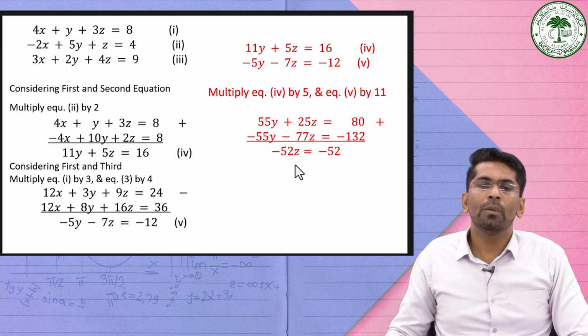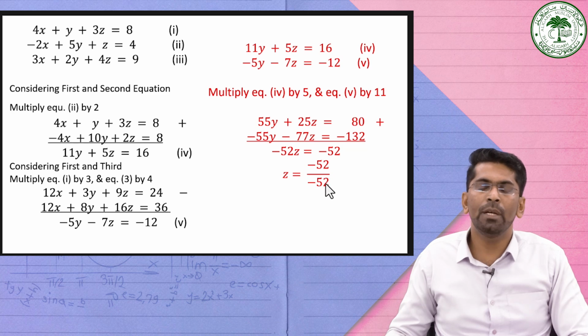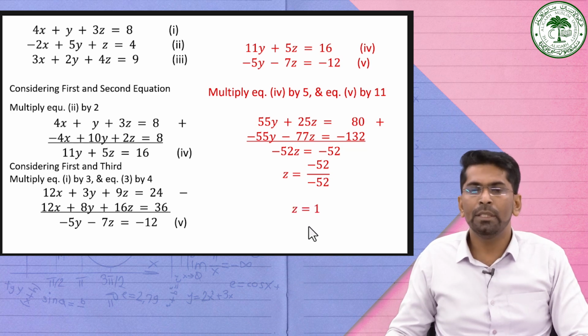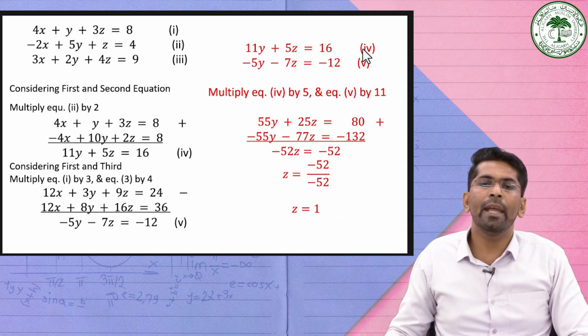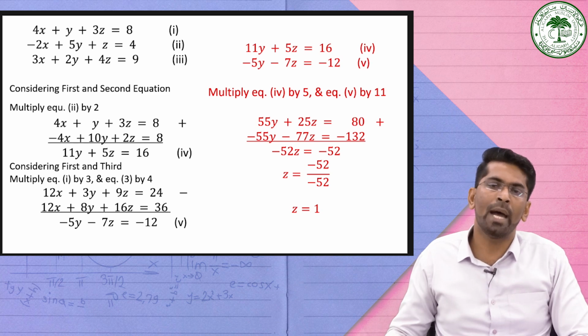So now z is equal to, dividing both sides of the equation by minus 52, it will become minus 52 divided by minus 52, which is equal to 1. So z is equal to 1. When z is equal to 1, now we can substitute the value of z is equal to 1 in any one of these, equation number 4 or equation number 5.